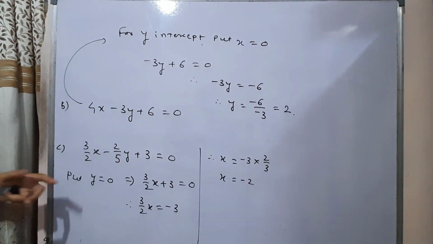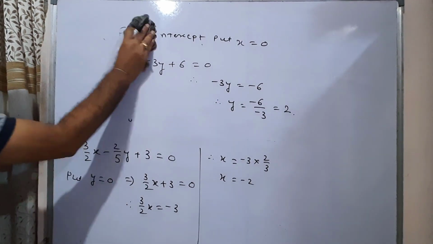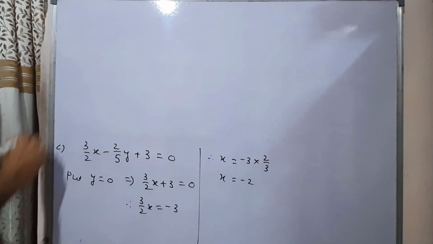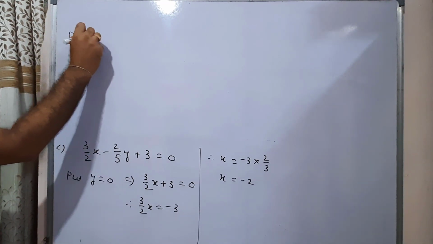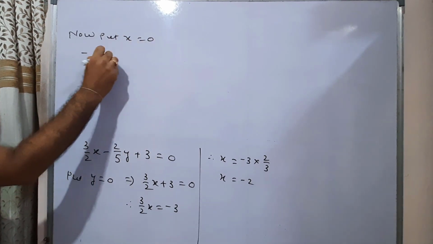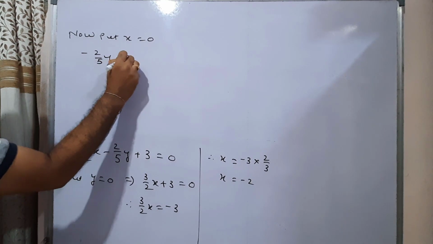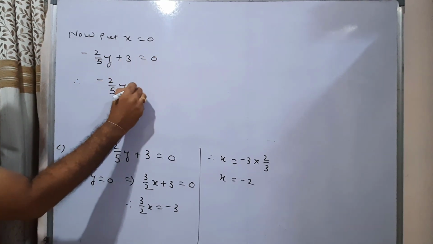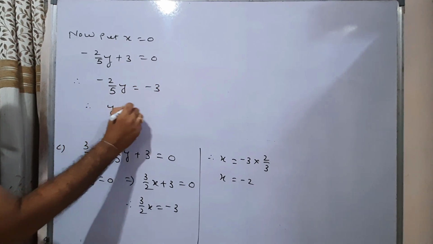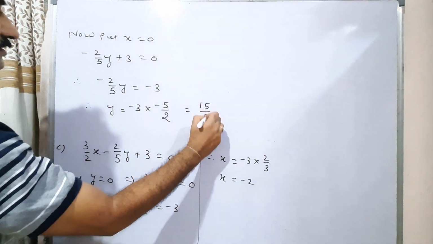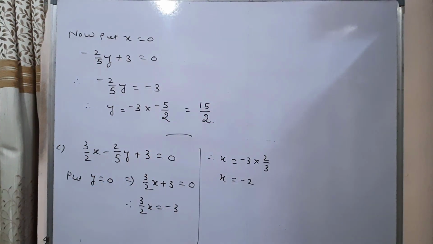Okay. So here we put y equal to 0, so we got the x-intercept. Now here you put x equal to 0. Now put x equal to 0, then what will we get? Minus 2 by 5 y plus 3 equal to 0, and minus 2 by 5 y is equal to minus 3. So minus 3 into minus 5 by 2, that is 15 upon 2. So in such a way we find x and y-intercept.